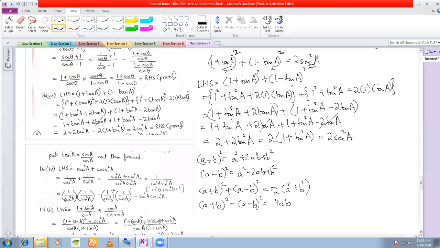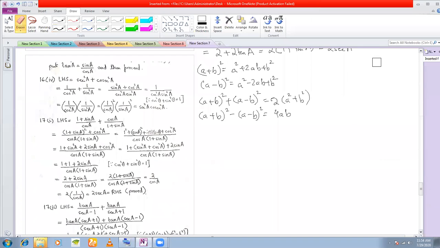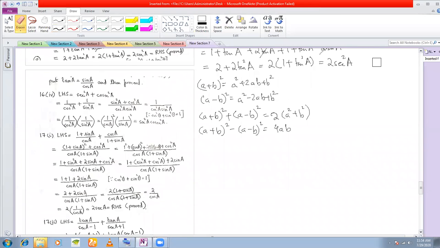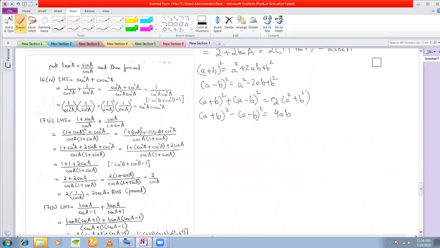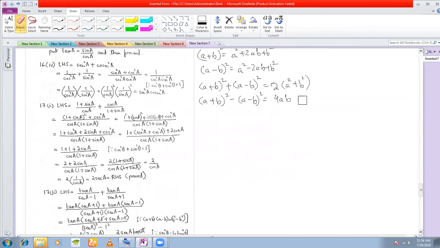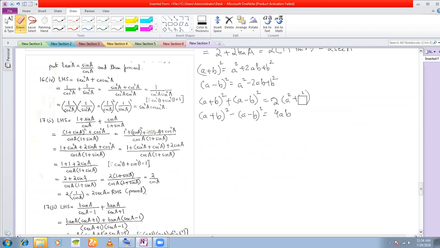So what form do you see here? You see a plus b whole square form, a minus b whole square form. So directly from here you can write twice of 1 square plus tan square, isn't it? If you remember these formulas, Khushi, you will very soon become Atmanirbhar. You're already Atmanirbhar, but you'll be more Atmanirbhar.